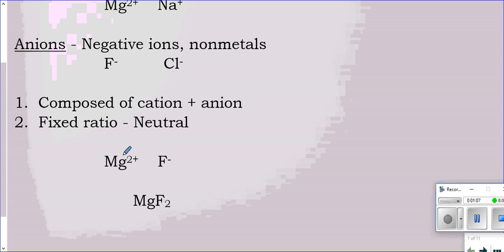So when you're combining your magnesium cation with your fluoride anion, we want these charges to equal out to 0 when you add them up. So if Mg has a +2 charge and F has a -1 charge, will the charges cancel out to 0? They will not. To get them to cancel out to 0, you need to have 2 of the fluoride. That's where you get the formula MgF2, because you need 2 of the fluoride to cancel out the charge of the magnesium.